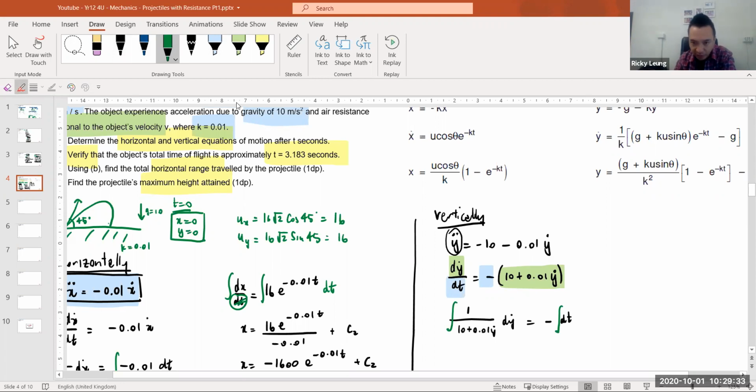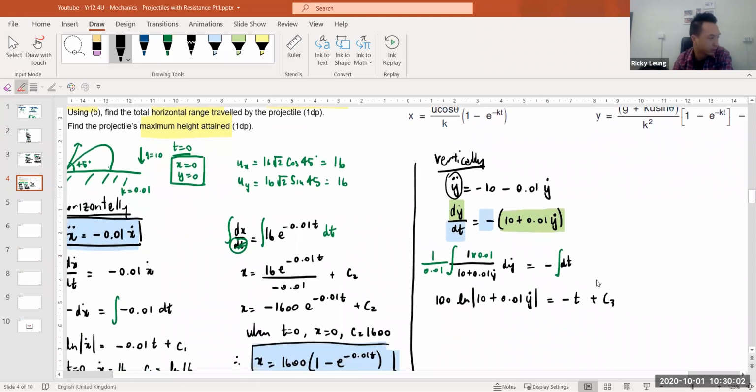That is ln, so I need to multiply by 0.01, which means I divide by 0.01, which is 100. So it becomes 100 ln of 10 plus 0.01 y dot equals negative t plus C3.